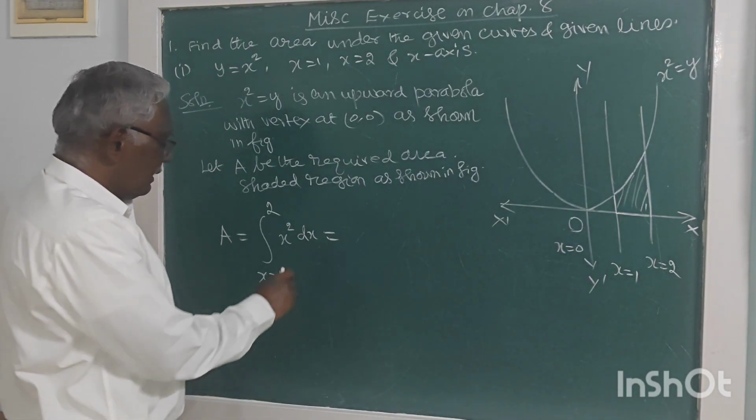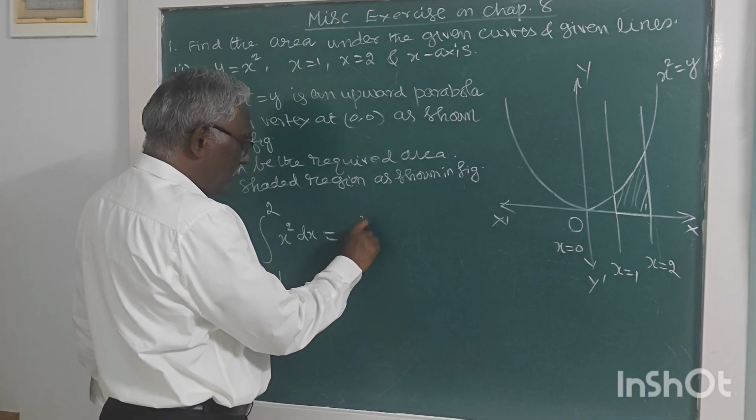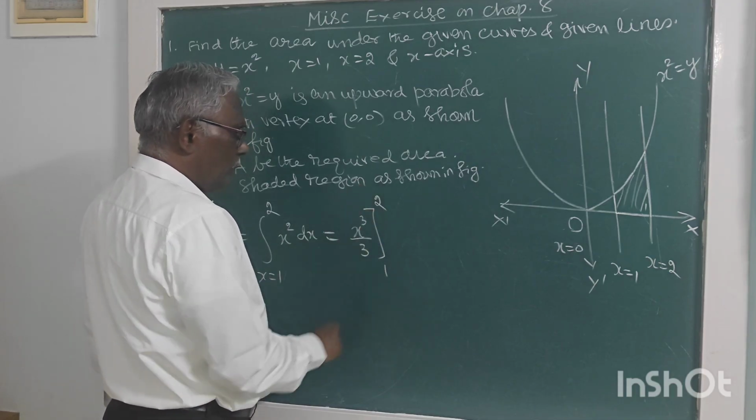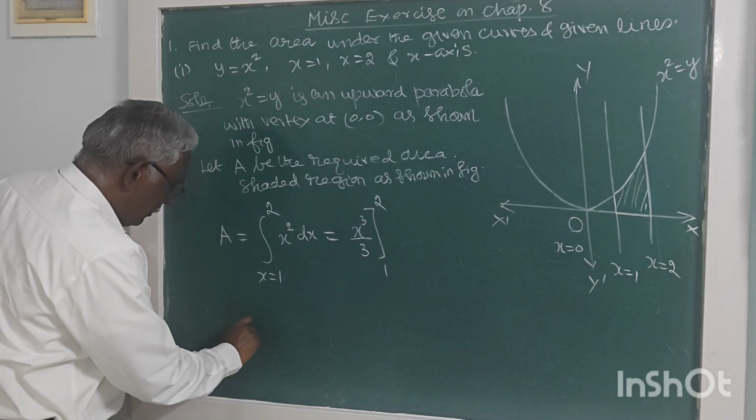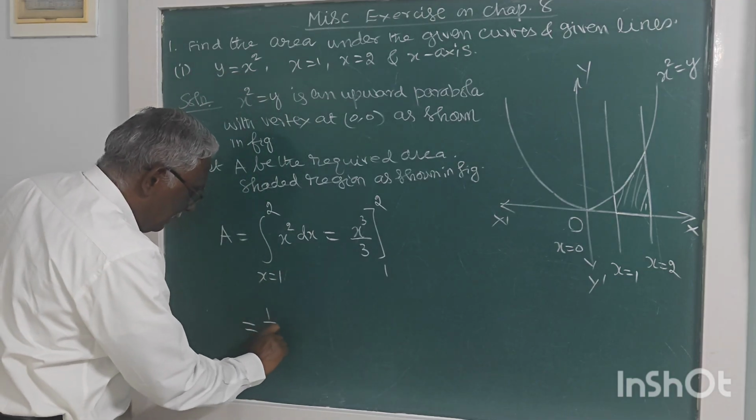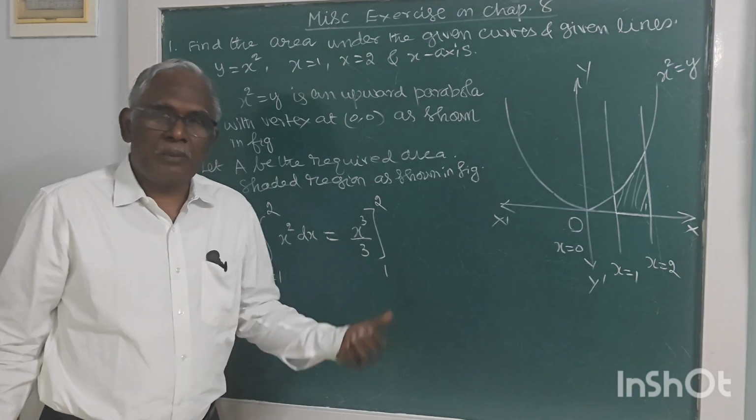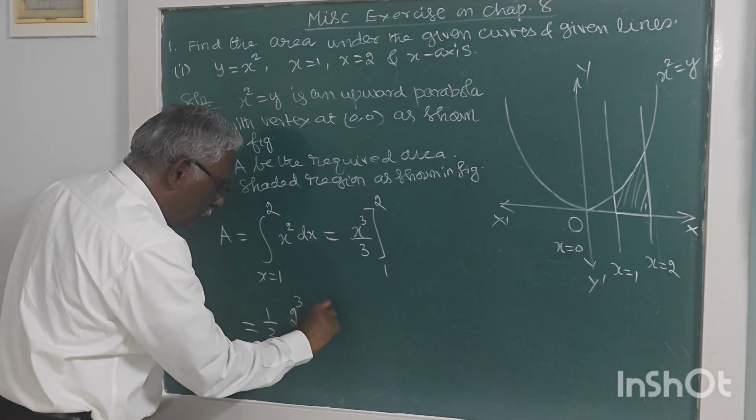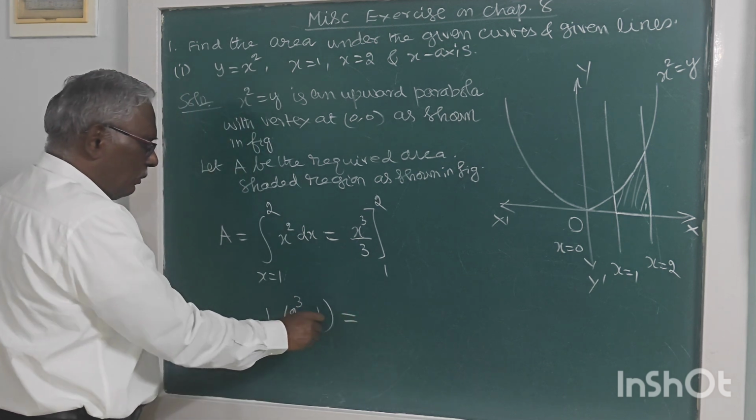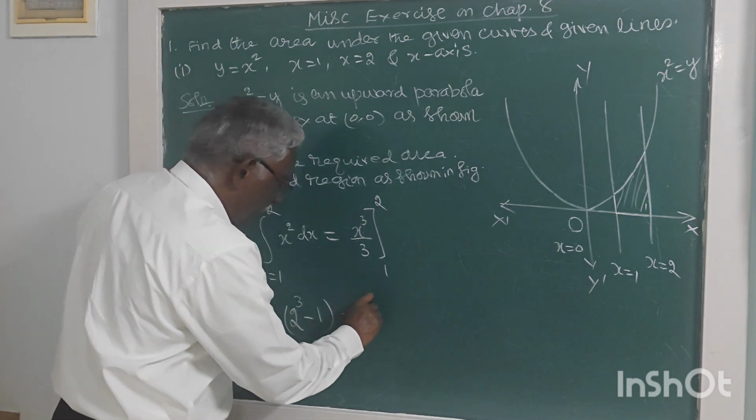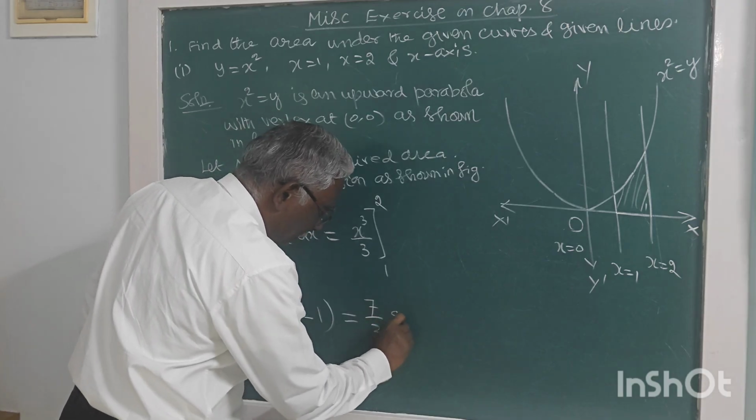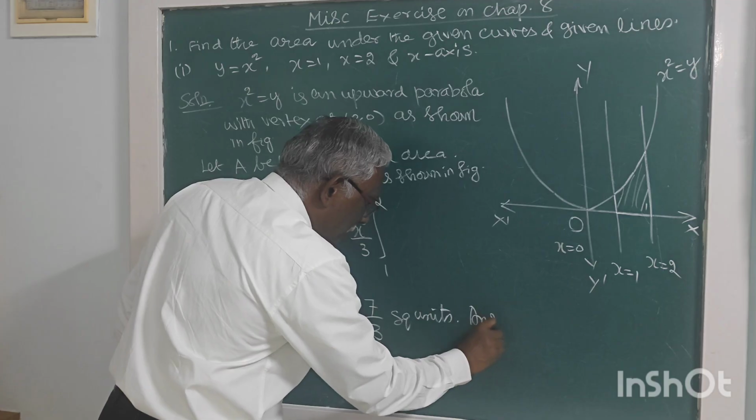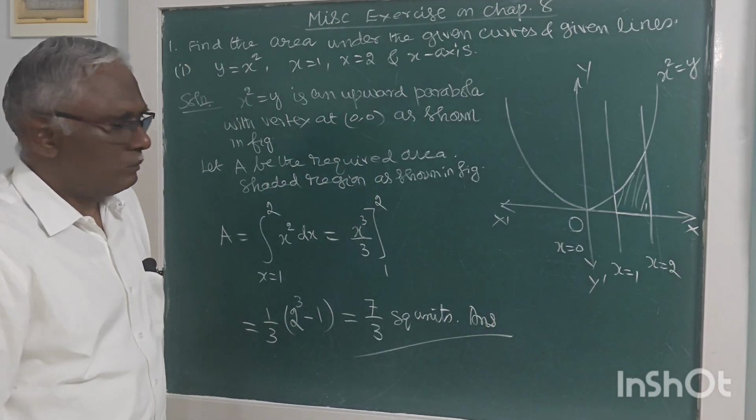On integrating, we get x cube by 3, from 1 to 2. So, this is nothing but 1 by 3. We will substitute the upper limit for x. So, 2 cube minus 1. So, 8 minus 1, 7, 7 by 3 square units. So, this is the answer.